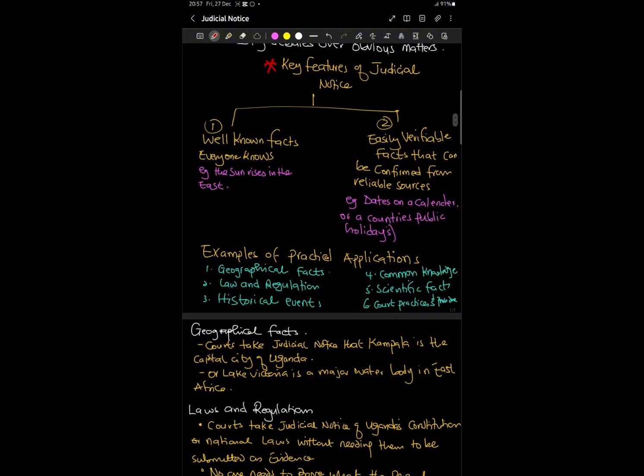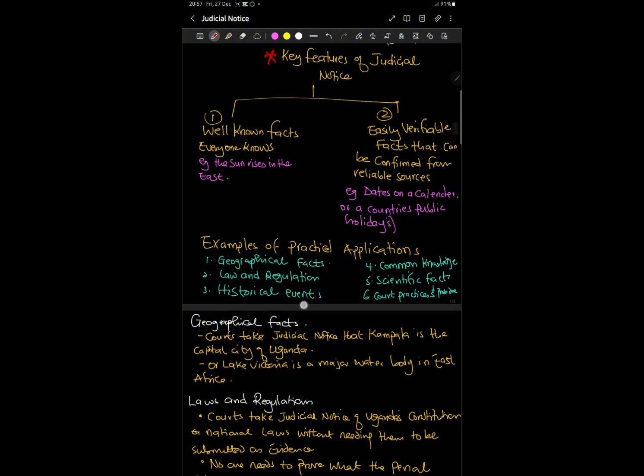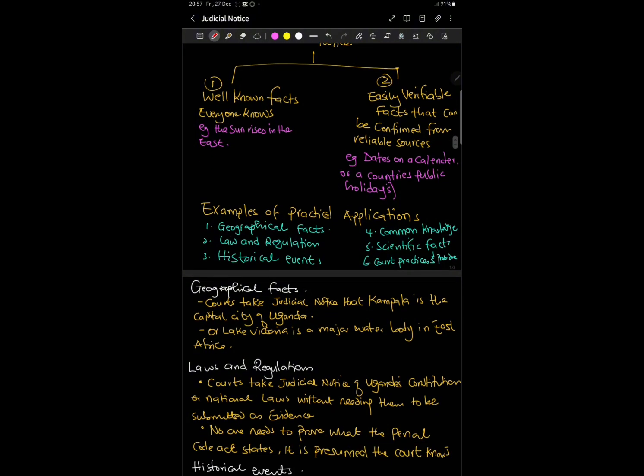So we are going to look at the examples whereby this can be practically applied, and I've got for us 6 areas where we shall see: geographical facts, law and regulation, historical events, common knowledge, scientific facts, and then court practices and proceedings.